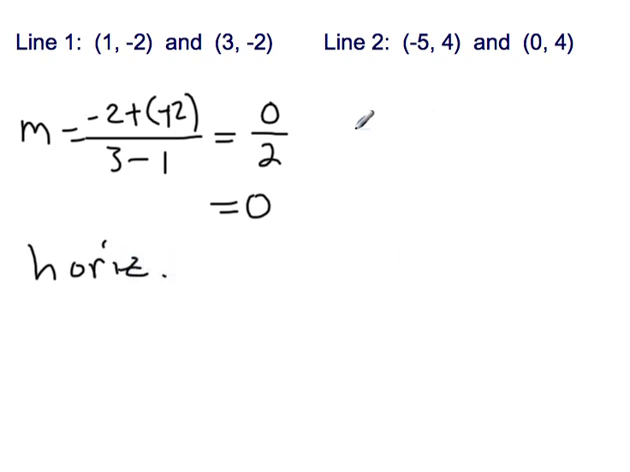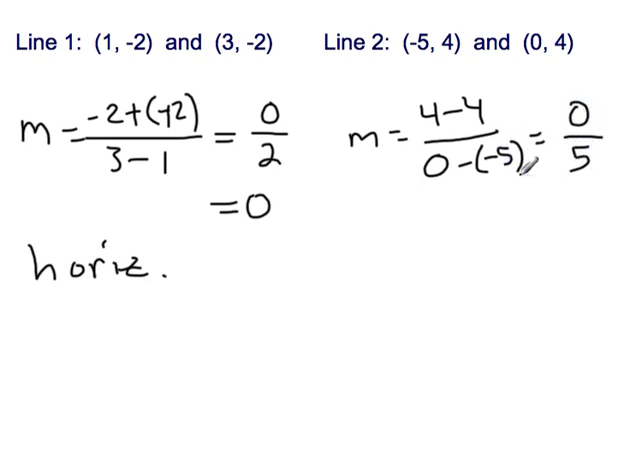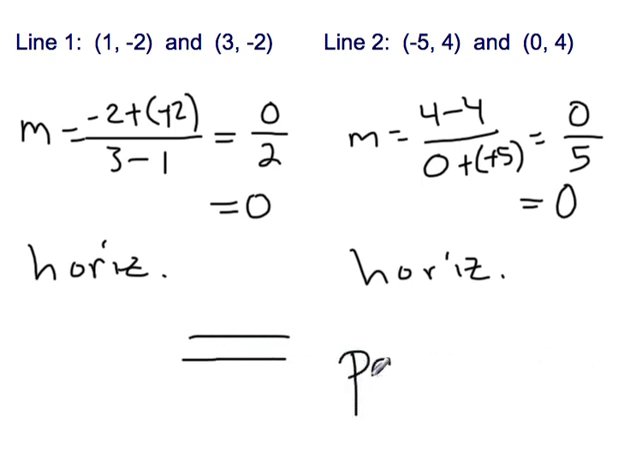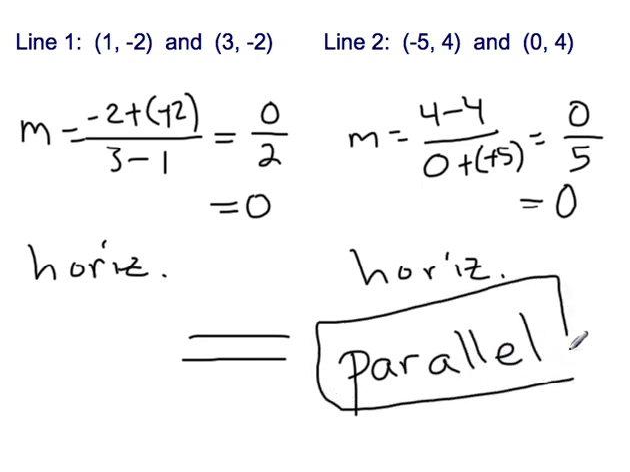Now we scoot over to line 2. If I find that slope, it's going to be 4 minus 4 all over 0 minus negative 5. So that would give me 0 over 5 in the denominator. So again, my slope is 0. So now I have another horizontal line. And again, we have to think a little bit about this. If I have two horizontal lines, those are actually parallel. So our answer for that one would be parallel.